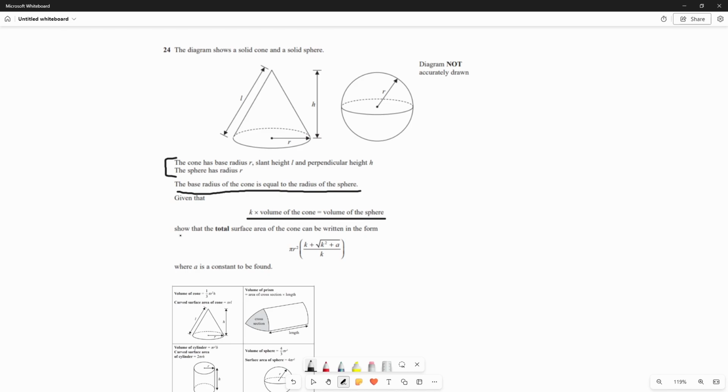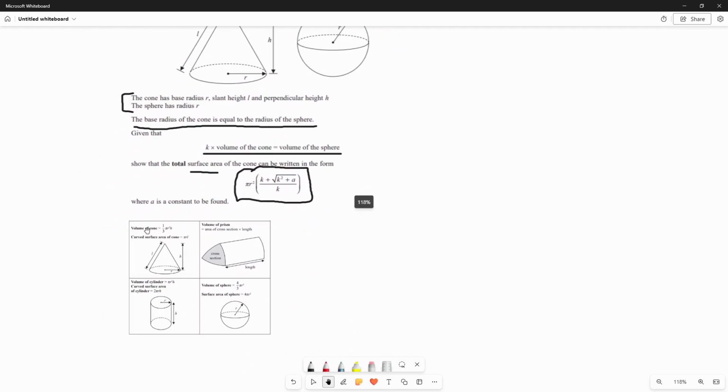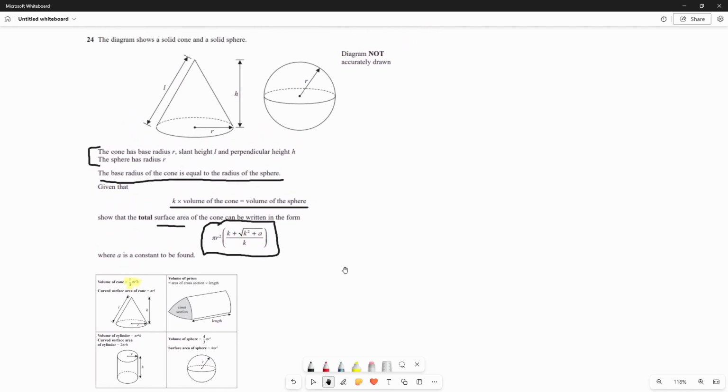And now it's asking us to show that the total surface area of the cone can be written in the form pi r squared and then that bracket over there. So the first thing we're going to do is look at the equation for the volume of a cone. I've got it down over here. So it's 1 over 3 pi r squared h. So volume of cone equals 1 over 3 pi r squared h.